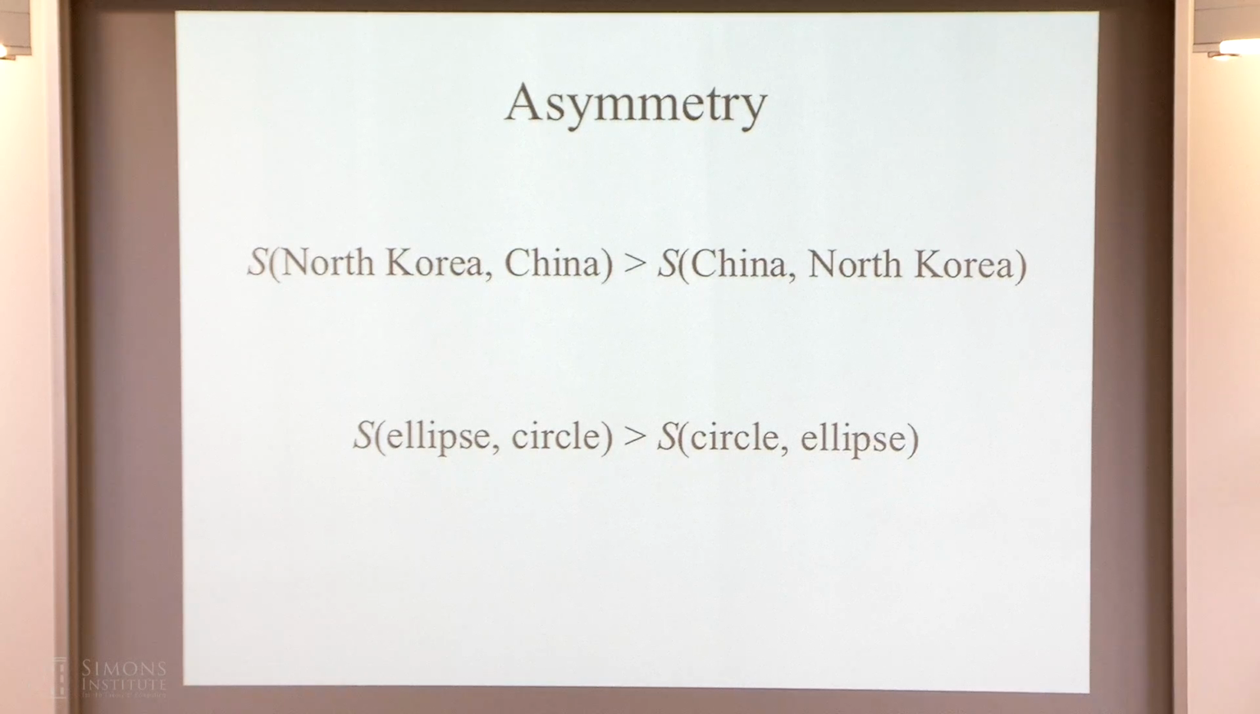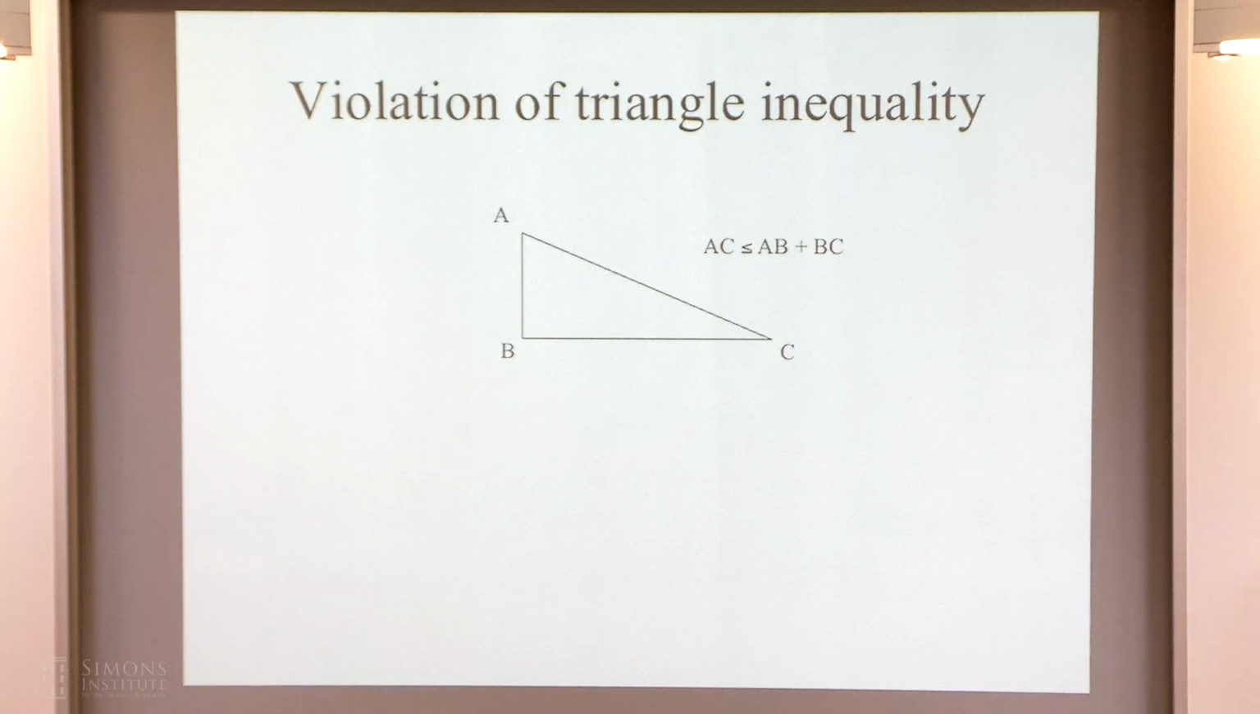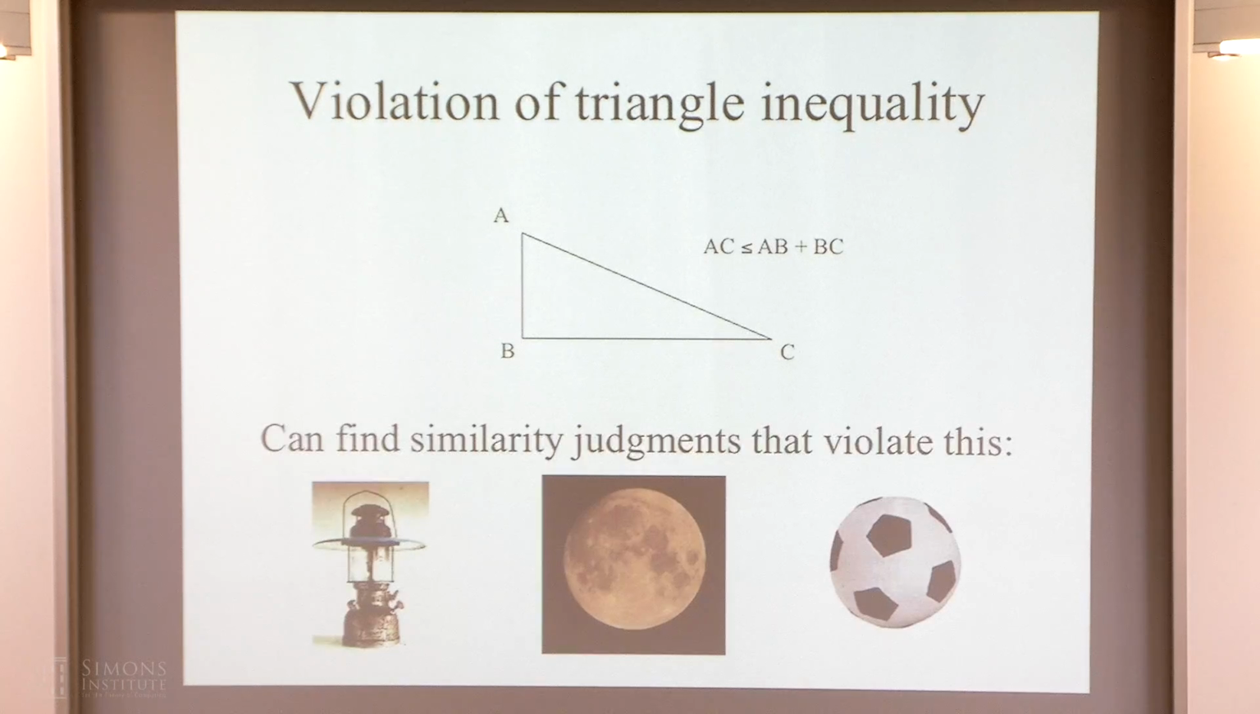And another example of one of these metric violations is violation of the triangle inequality. The triangle inequality says the distance from A to C has to be less than or equal to the distance from A to B plus the distance from B to C. So, Tversky presents a bunch of similarity judgments that violate this. One of the examples actually comes from William James. So this goes all the way back to the 19th century, one of the first scientific psychologists.